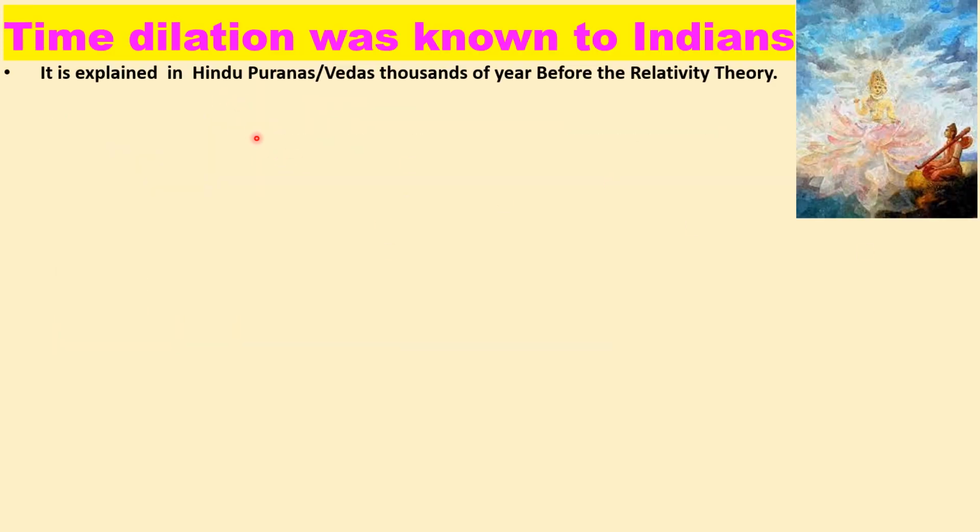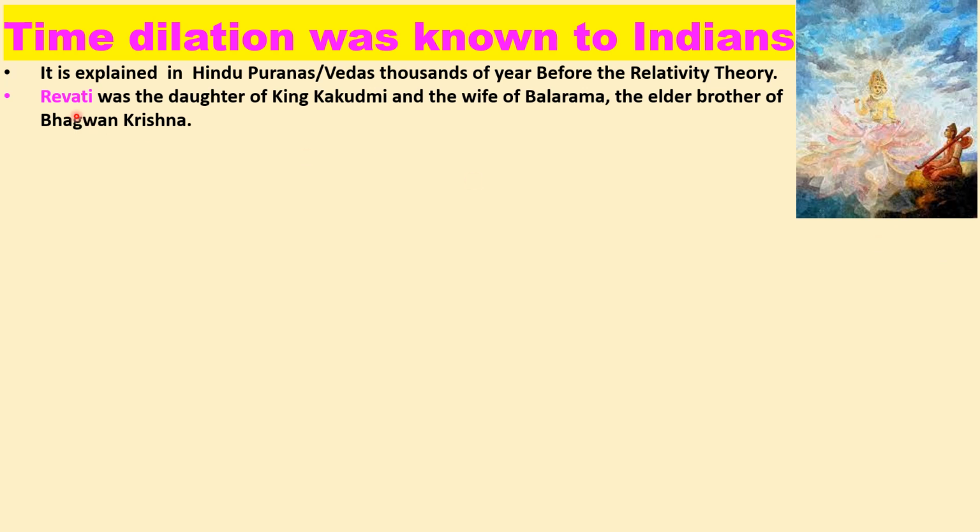So time dilation was explained in Hindu Puranas and Vedas thousands of years before the relativity theory, which was given by Einstein in 1905. And there was a very interesting story about Revati, who was the daughter of King Kakudmi and wife of Balram. And Balram was the elder brother of Lord Krishna.